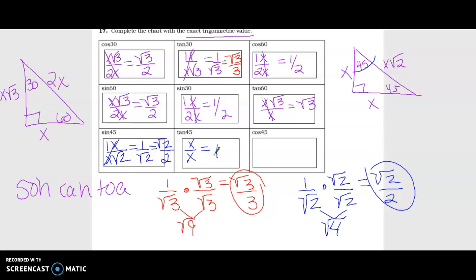Last one, and we're done. Cosine of 45. Cosine is CAH, adjacent over hypotenuse. So our adjacent side is x. Our hypotenuse value is x root 2. So we would have 1 over the square root of 2, which is the exact same thing we had for the sine of 45. So we will have root 2 over 2.